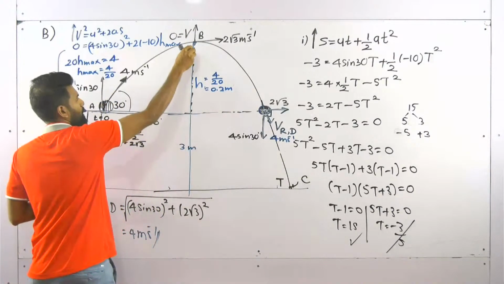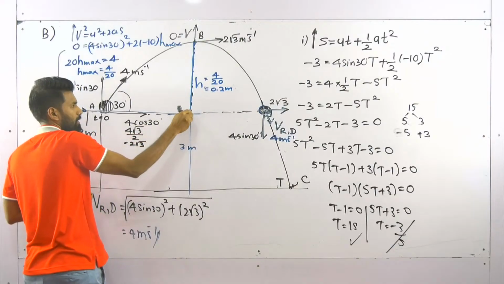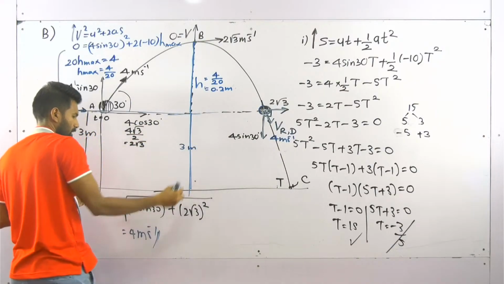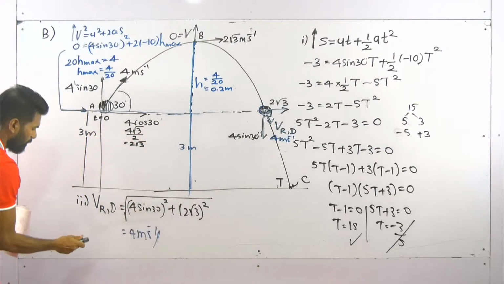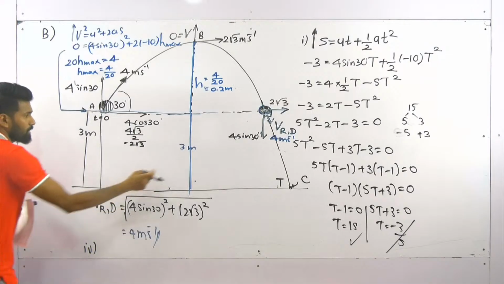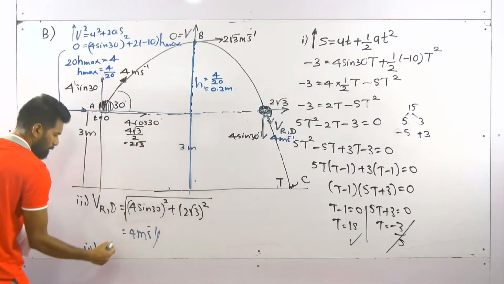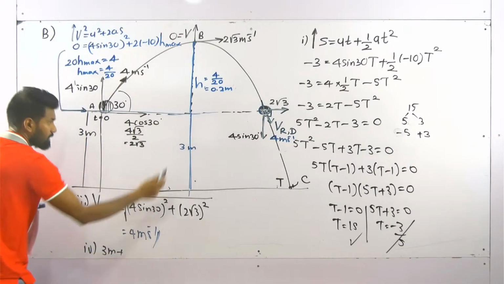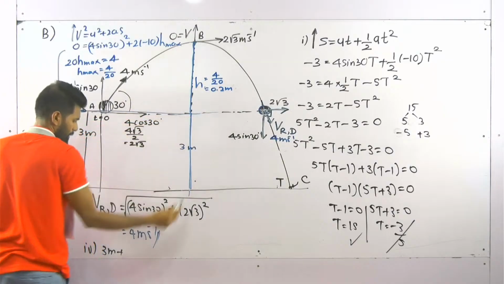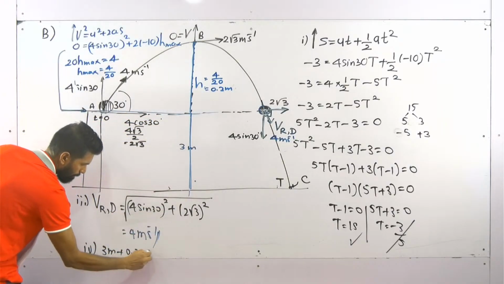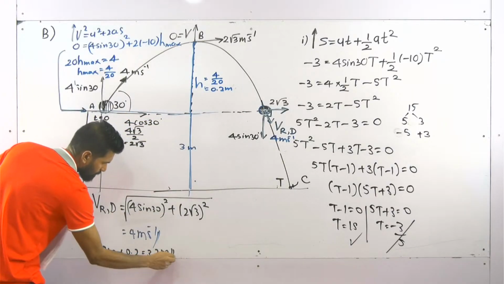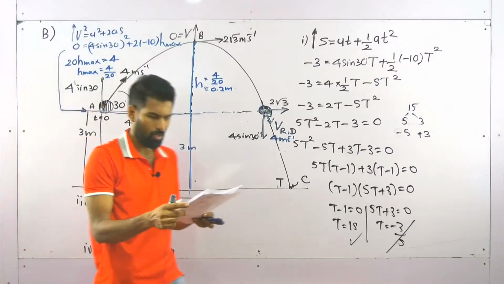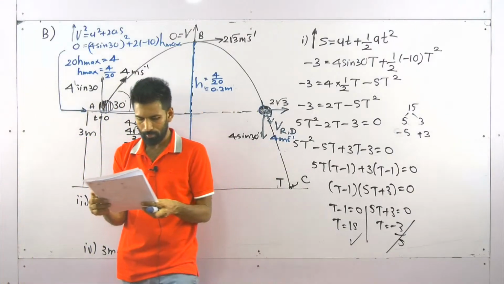So this is 0.2 meters, and you have another 3 meters here from ground level. So the answer for the fourth part is equal to this 3 meters plus the h max value from here, 0.2. That is 3.2 meters. Okay.